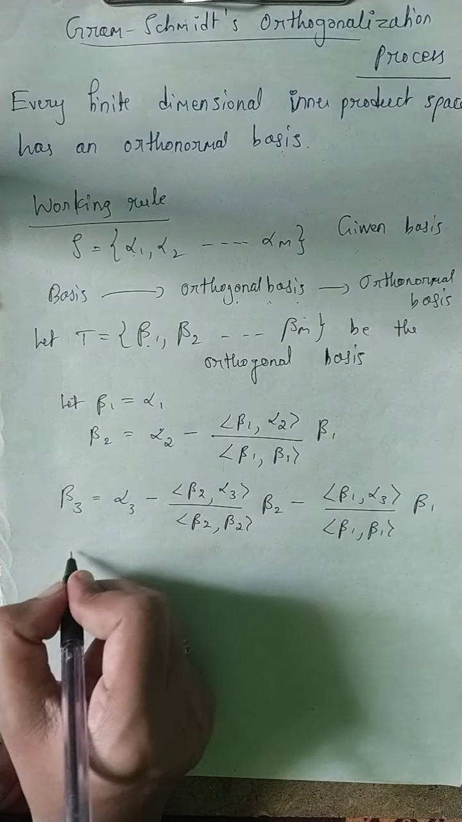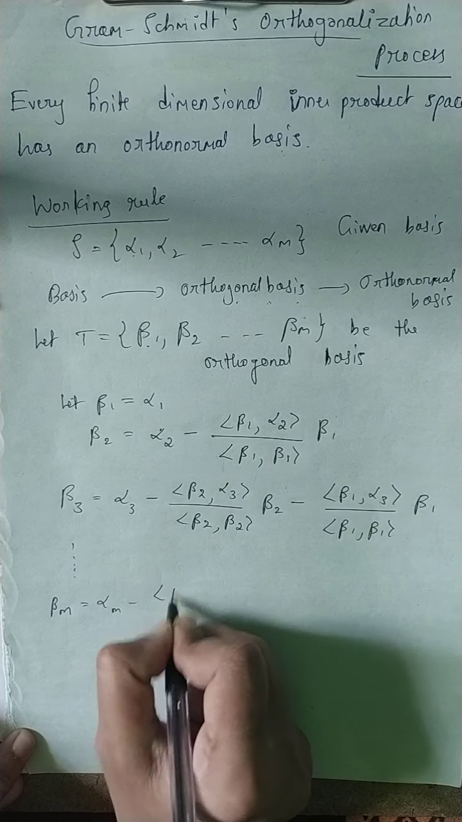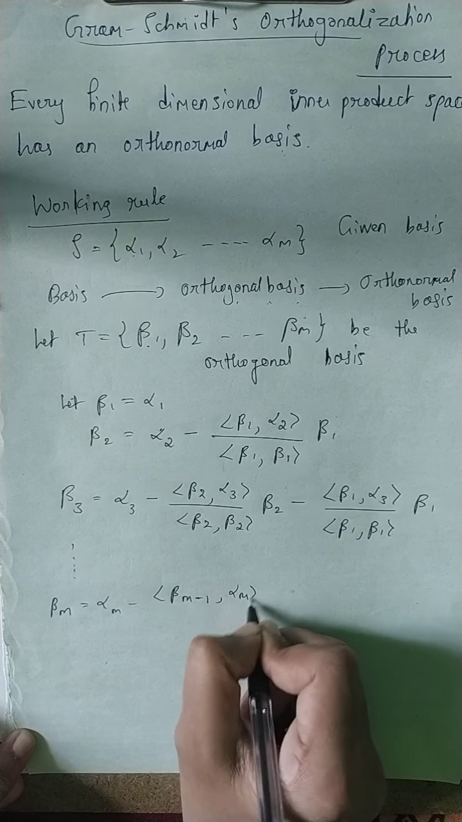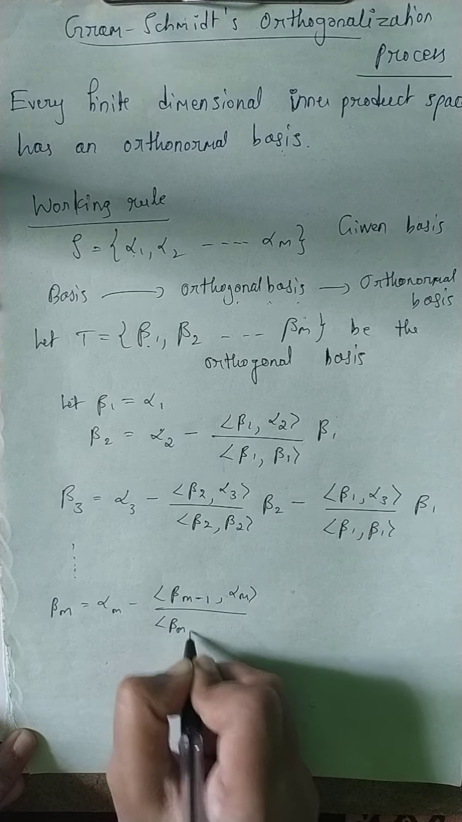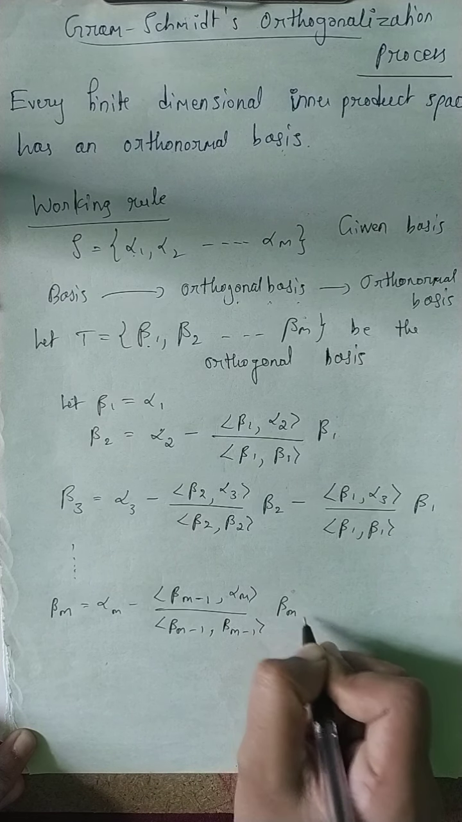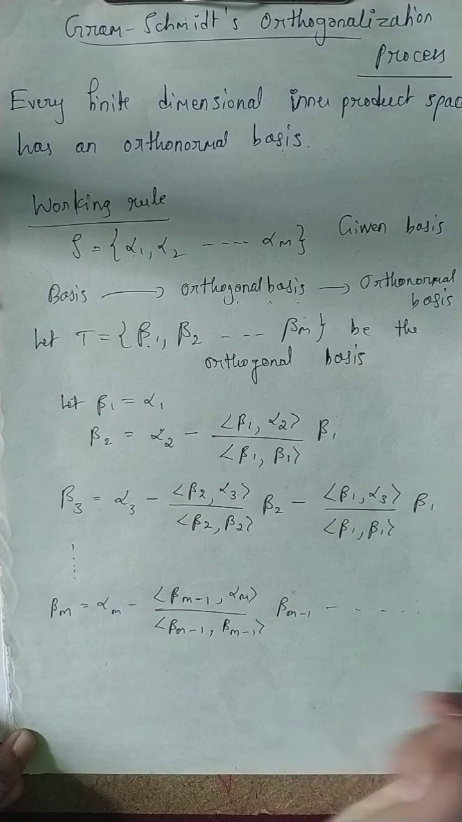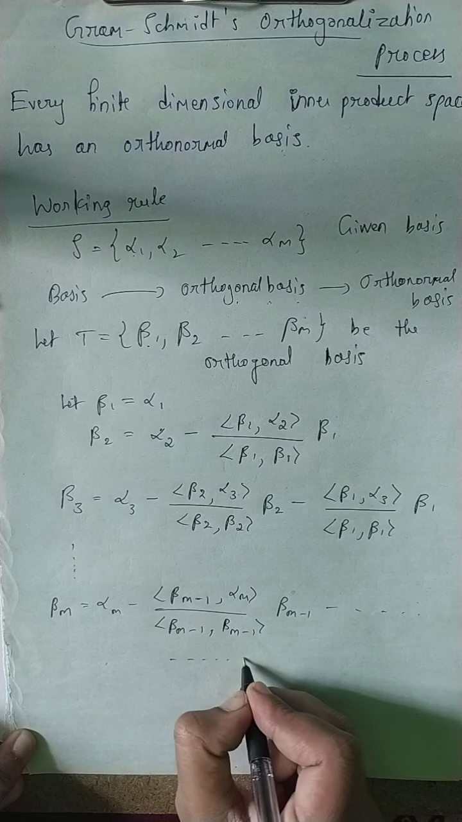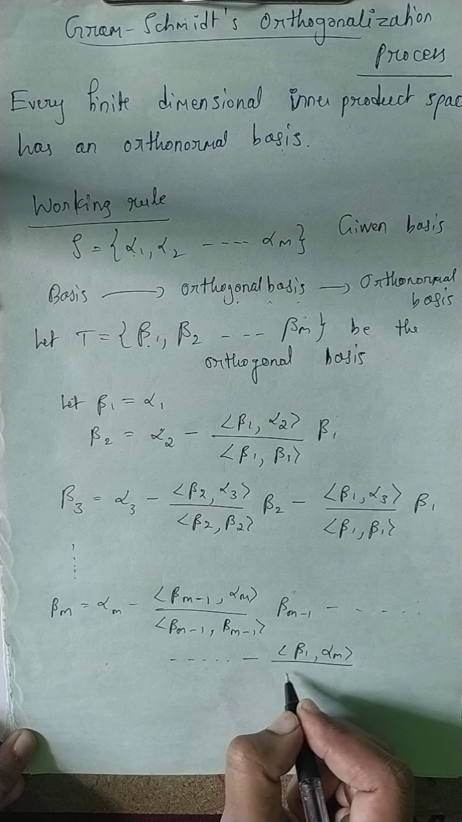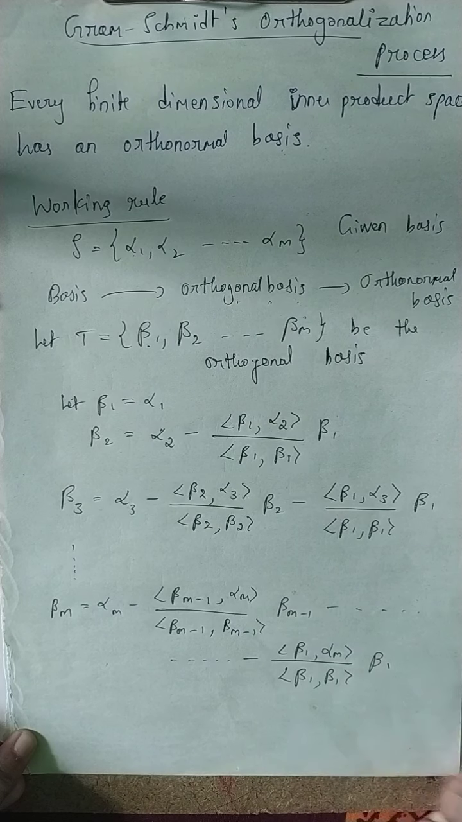Now we continue the procedure like this. At last we have beta m as alpha m minus inner product of beta m minus 1 comma alpha m divided by inner product of beta m minus 1 comma beta m minus 1, into beta m minus 1, minus, in the next vector, beta m minus 2, and so on. So at last we have minus inner product of beta 1 comma alpha m divided by inner product of beta 1 comma beta 1, into beta 1.